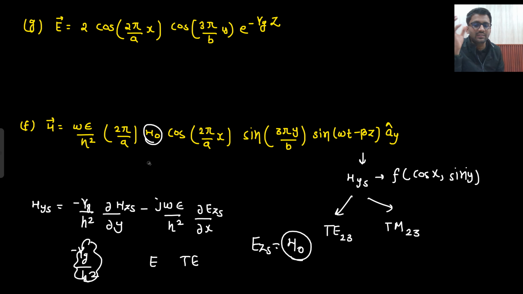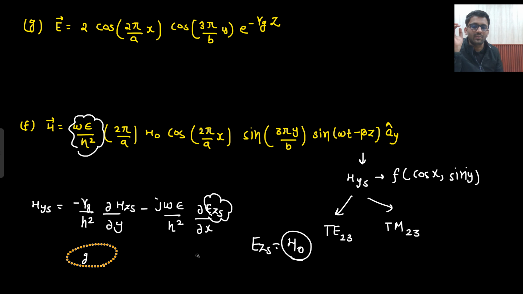But this H naught is a trap here. H naught is a constant value, no? It can be a magnitude of EZS as well. But the thing is, if EZS is existing, then only you can have omega epsilon upon h square. Here you are having omega epsilon upon h square. That means EZS exists. Are you getting this point?